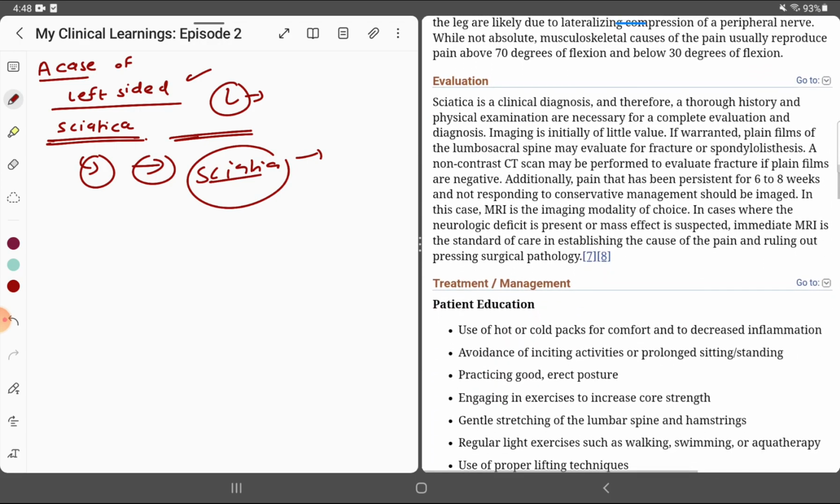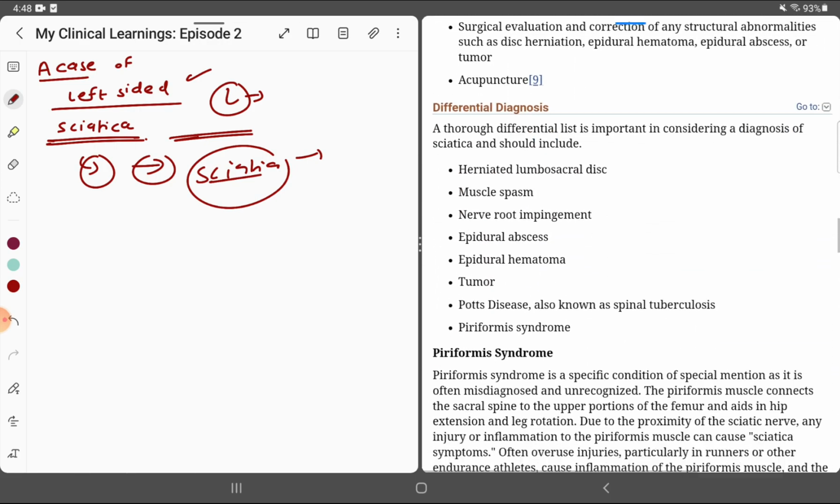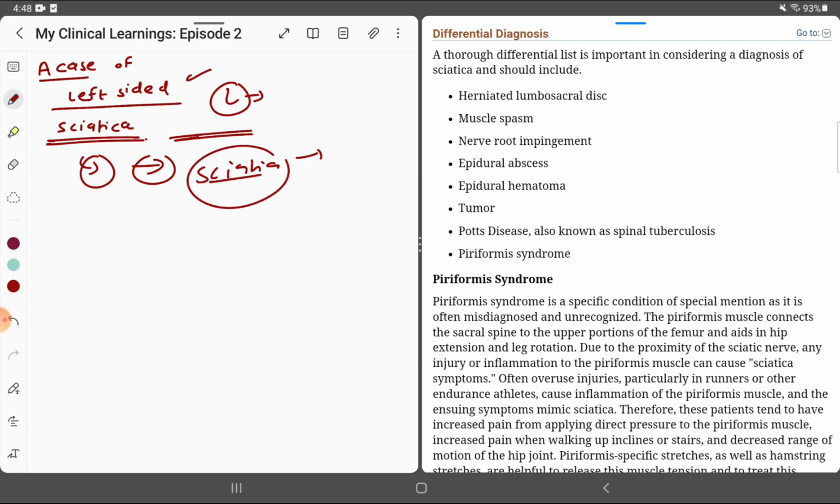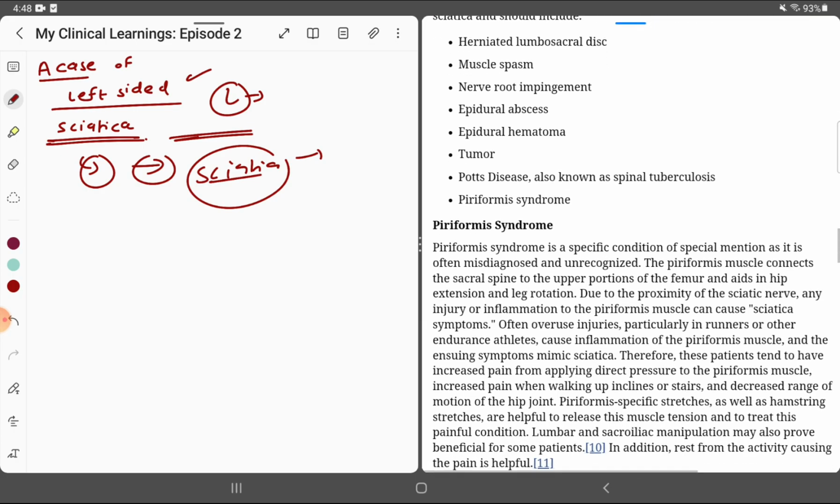The most important part which I wanted to focus upon is the differential diagnosis. A thorough differential list is important in considering a diagnosis of sciatica and should include herniated lumbosacral disc, muscle spasms, nerve root impingement, epidural abscess, epidural hematoma, tumor, Pott's disease, also known as spinal tuberculosis, and piriformis syndrome. So it's very important for us to differentially rule out why the pain of sciatica is occurring.